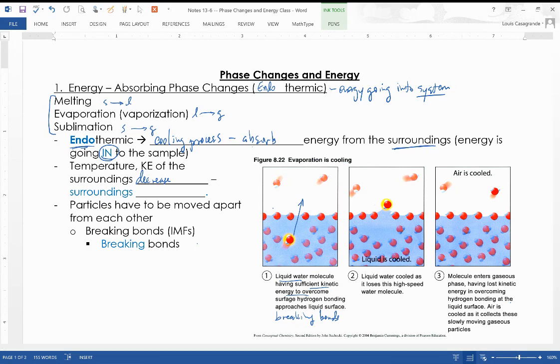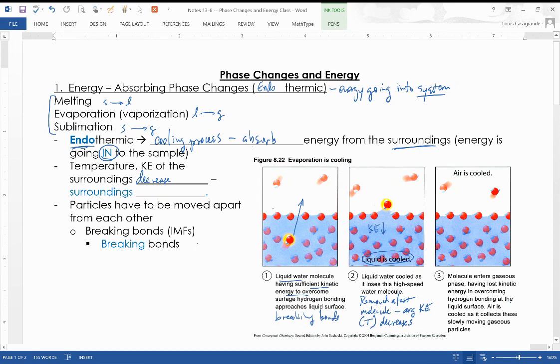But there's more to it than that. In addition, that water molecule that was moving was a fast water molecule. So we removed a fast molecule. And when you remove a fast molecule from the sample, the average kinetic energy, and remember average kinetic energy is temperature, is going to decrease. So the average kinetic energy of the liquid decreases because the kinetic energy of the liquid is going down.